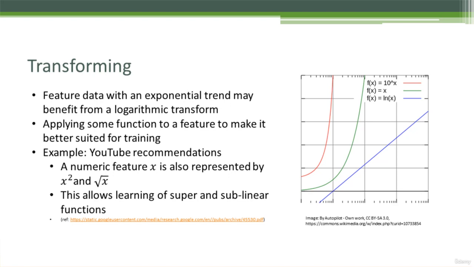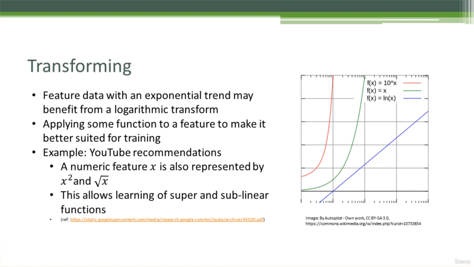A real-world example is YouTube. They published a paper on how their recommendations work, which is great reading, by the way. There's a reference to that in the slide here. They have a whole section on feature engineering there that you might find useful. And one thing they do is for any numeric feature X that they have, for example, how long has it been since you watched a video, they also feed in the square of that and the square root of it. And the idea there is that they can learn super and sublinear functions in the underlying data that way.